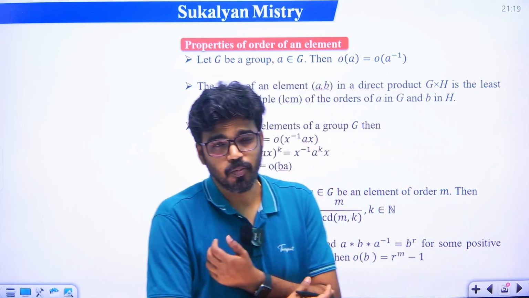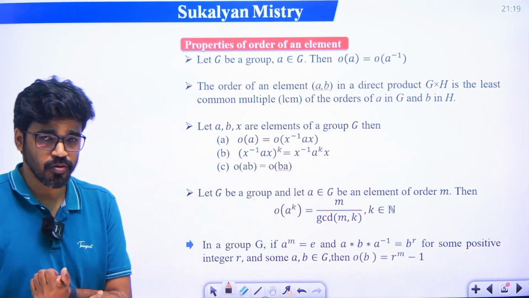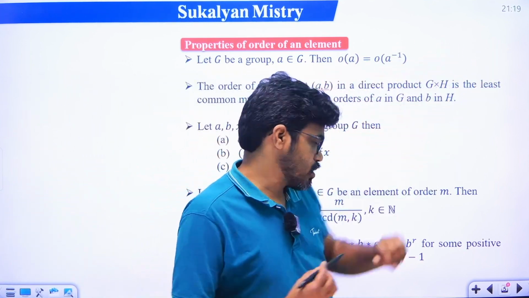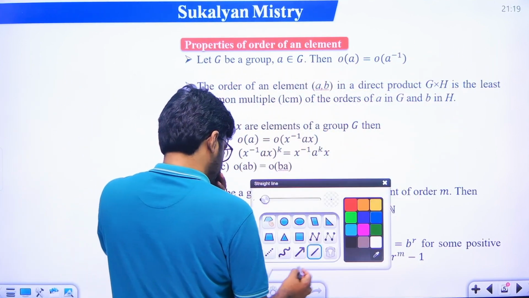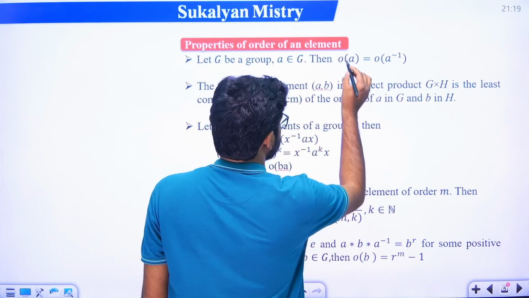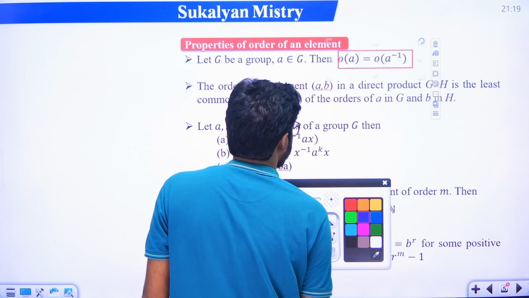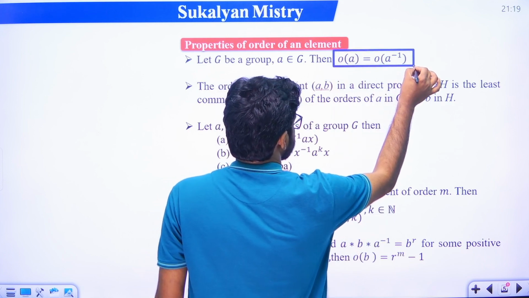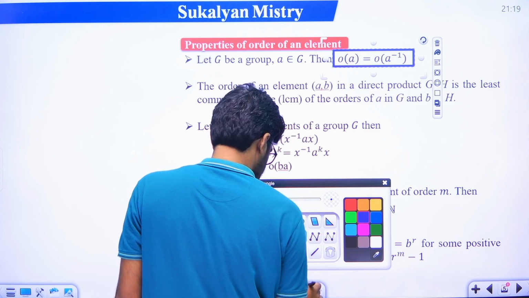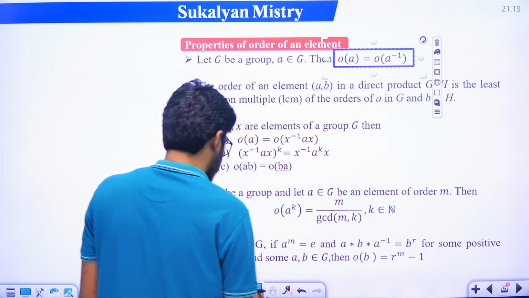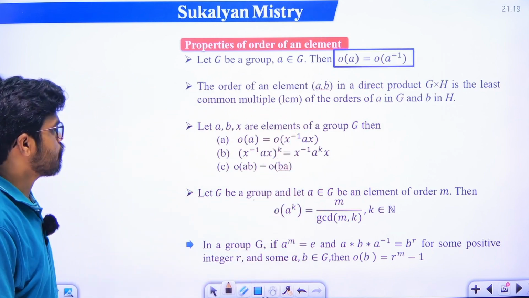আমরা বেসিক্যালি এই প্রপার্টিজ এর উপর বেস করে এমসিকিউ প্রবলেমগুলো ডিসকাস করব, রাইট? সো অর্ডার অফ এ ইজ ইকুয়াল টু অর্ডার অফ এ ইনভার্স, ঠিক আছে? Suppose A is an element of the group G, then order of A will be order of A inverse.